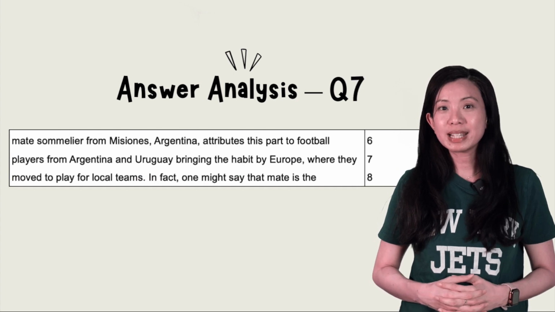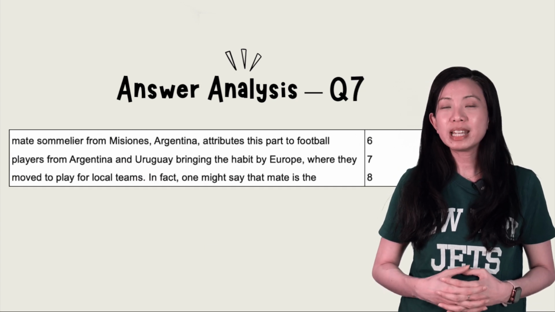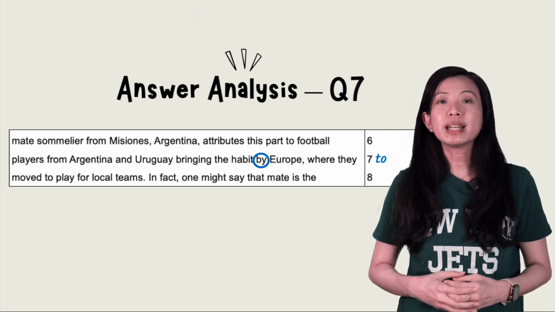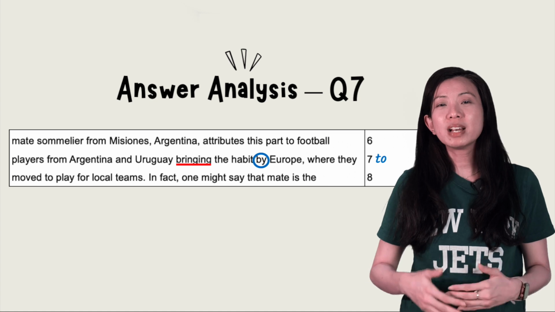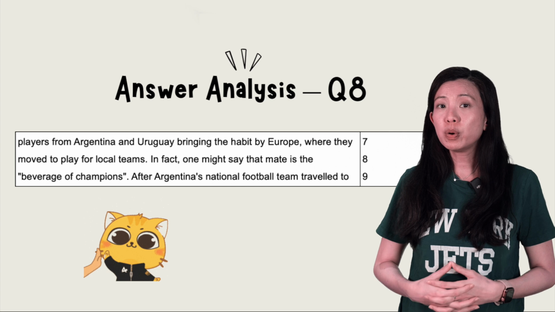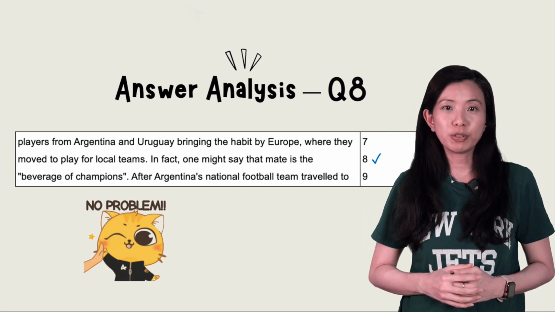Moving on to question 7. The error in question 7 is the word by. The correct answer should be to. The clue in the sentence is the word bringing, because it tells us a direction that it's going to somewhere. For question 8, there is no error, so I'm going to put a tick in the box on the right.